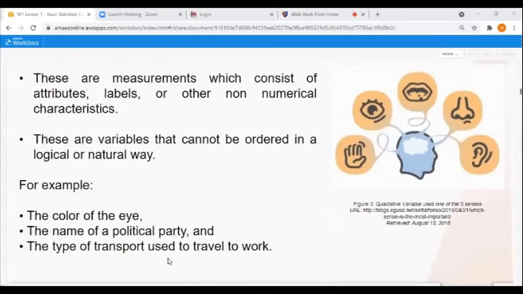And then the name of political party. Let's say, for example, in the US, there are only two: the Republicans and the Democrats. And then for the type of transport used, in the Philippines we have the following: buses, MRT, LRTs, jeepney, motorbike, and even now, the bicycle, right? Those are our modes of transportation. If you're going to analyze the answers given, they are just labels. They are just attributes. They do not contain any numerical value. Okay.